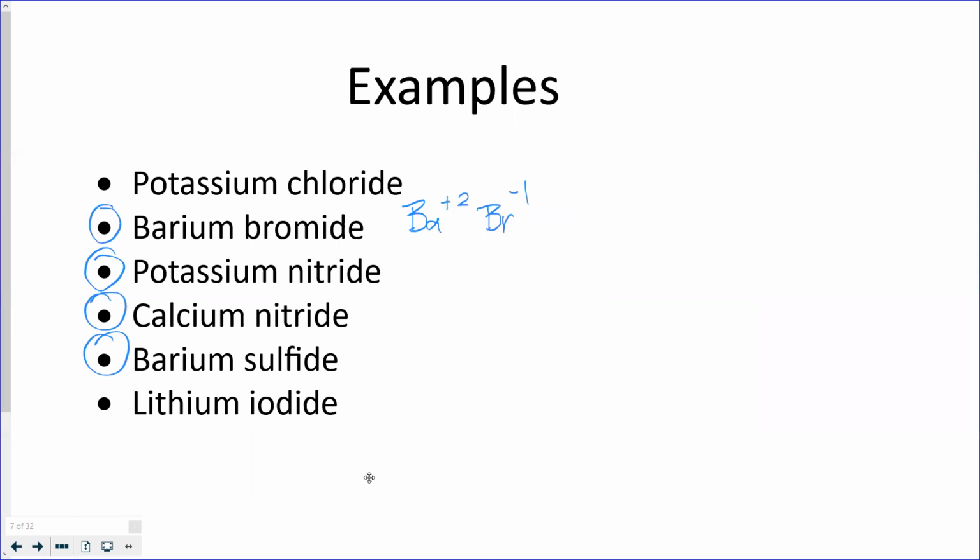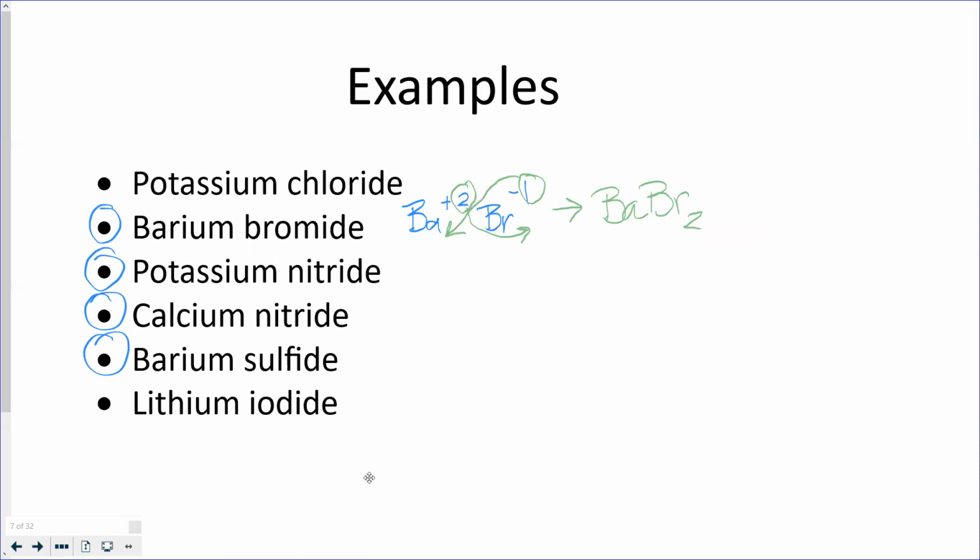So remember we said we are going to crisscross our charges. So that means that the 2 from barium is going to go down as the subscript of bromine. And the 1 from bromine comes down as the subscript of barium. So our formula is Ba, and you don't have to write the 1, Br, and we have that 2 subscript for barium.